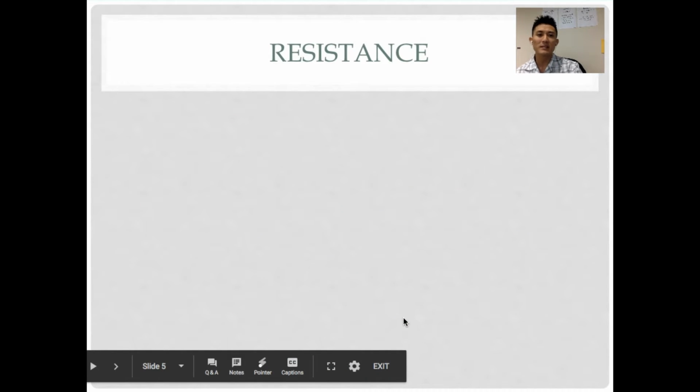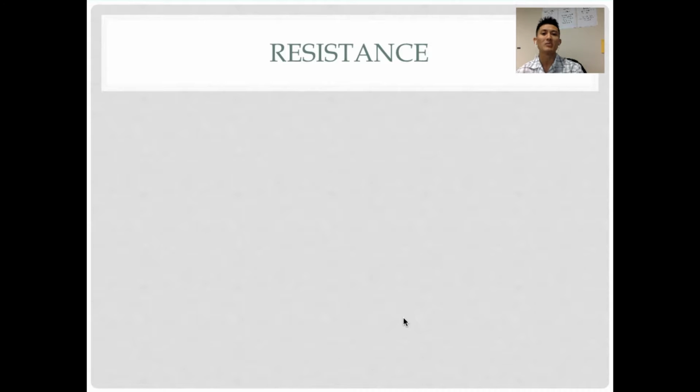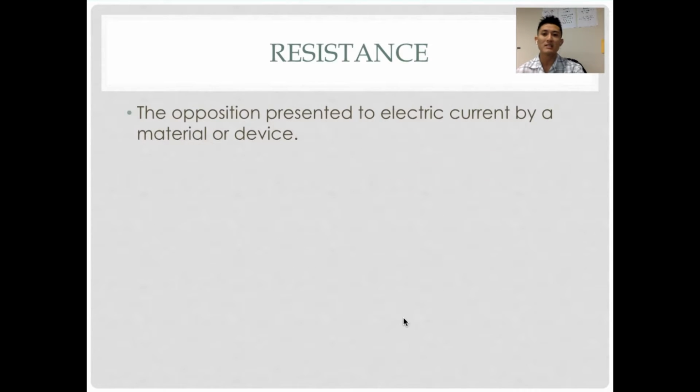So moving on to the two things that might affect your current, one of them is this thing called resistance. Resistance, like the word says, is the opposition generated against the electric current, and usually it's because there's a device that's using that electricity.